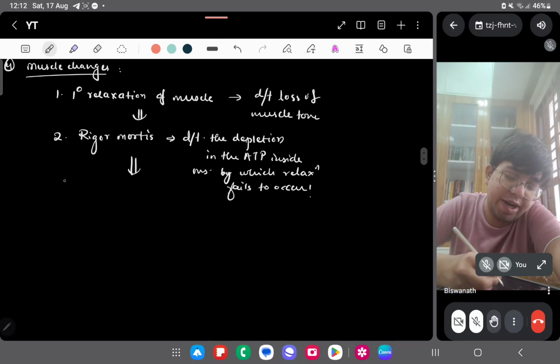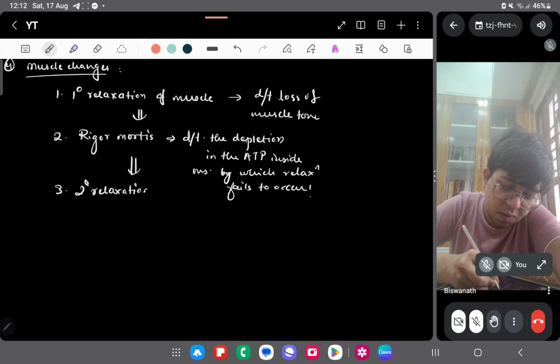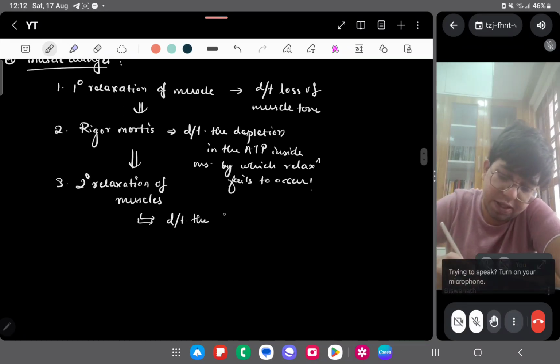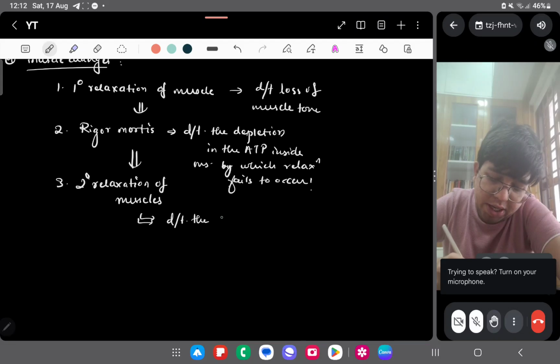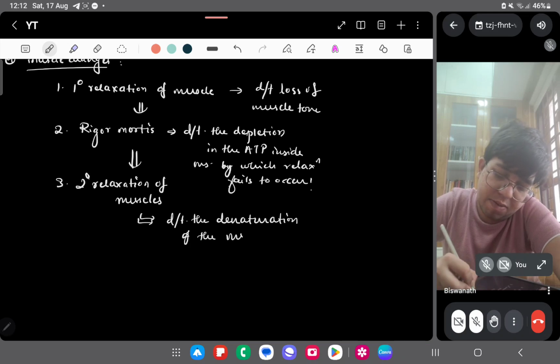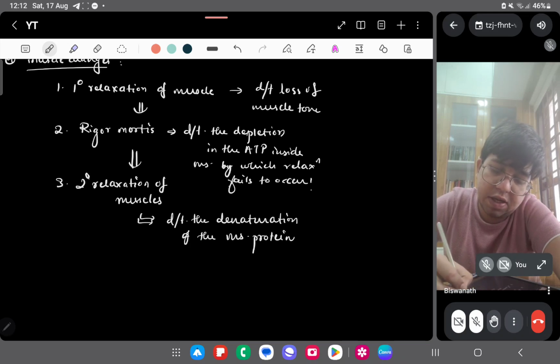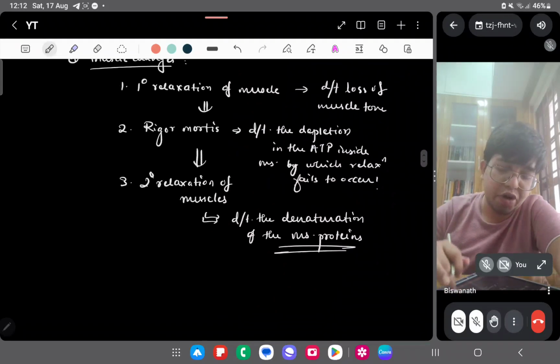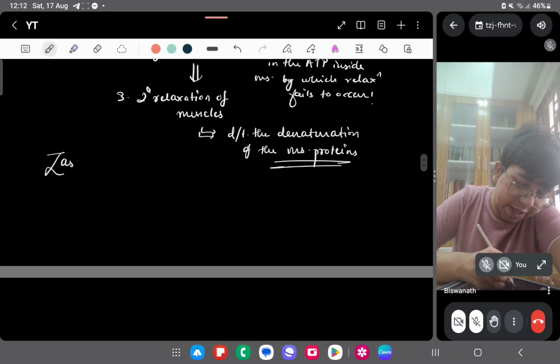So first primary relaxation, then rigor mortis, then secondary relaxation of muscles, and the secondary relaxation of muscles is due to the denaturation of the muscle proteins. Remember this. Then we have to talk about an important phenomenon, which is called the Jaskos phenomenon.